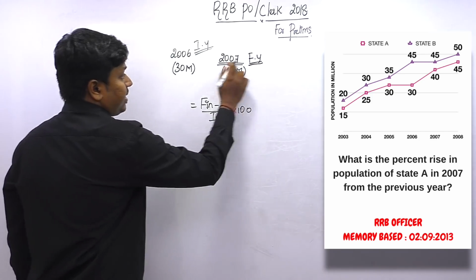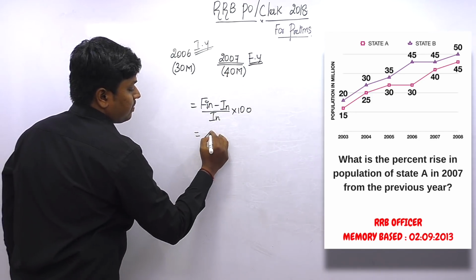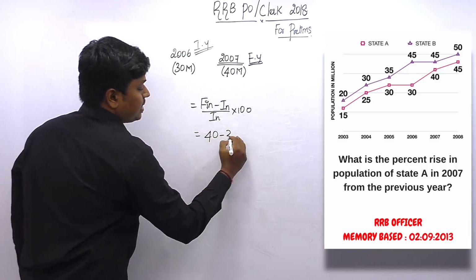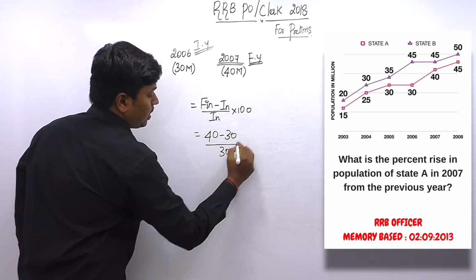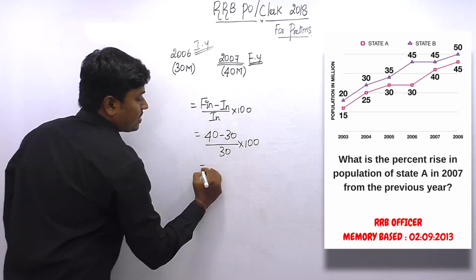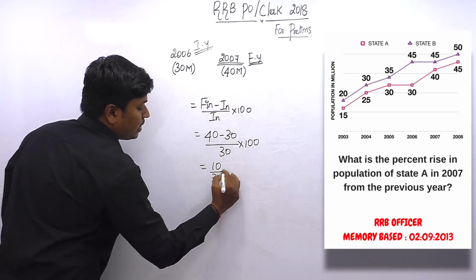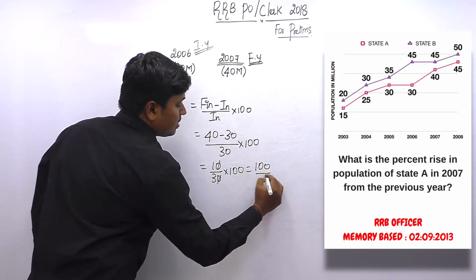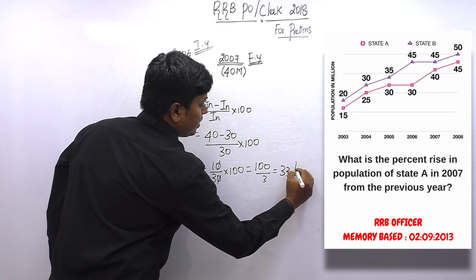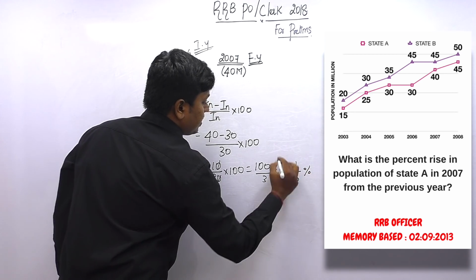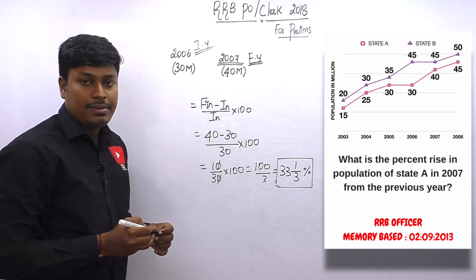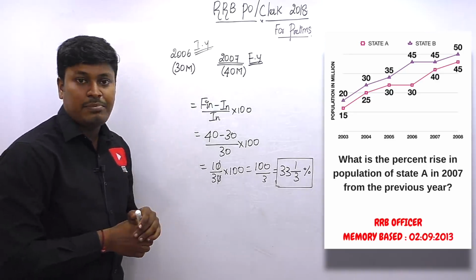And we know that the final year is 2007, which is 40 million. So 40 minus initial year, which is the previous year, 30 million, divided by 30 into 100. Once you cancel, 10 divided by 30 into 100. Cancel 0 and 0, 100 divided by 3. So 100 divided by 3 will be 33 1/3%. So finally we can say that the answer for question number 3 is 33 1/3%, a rise in population.